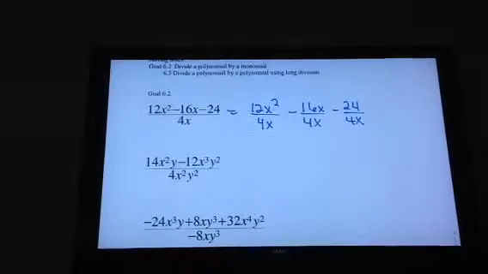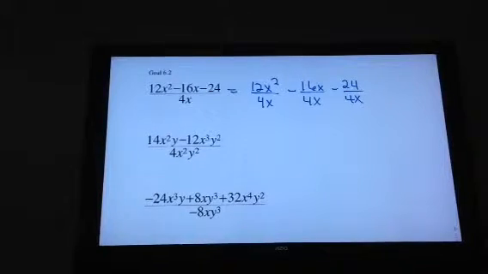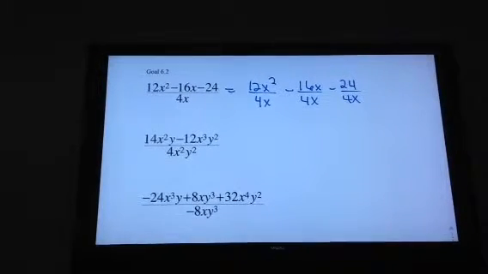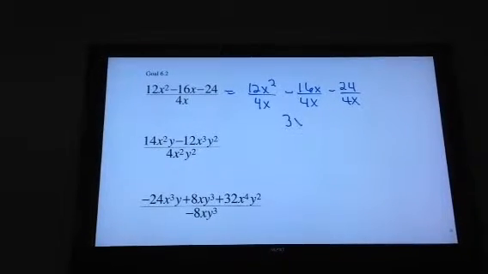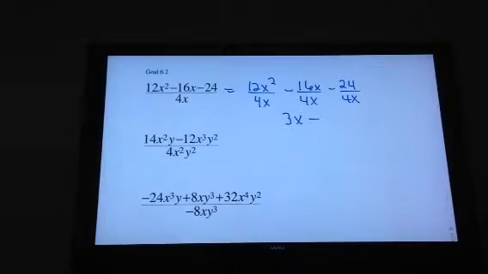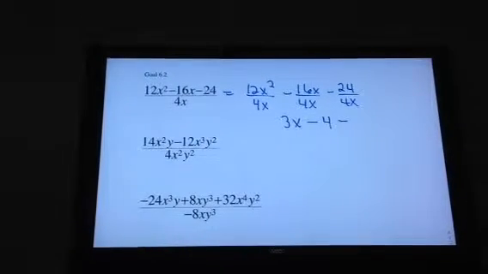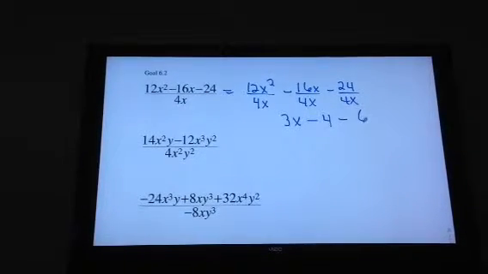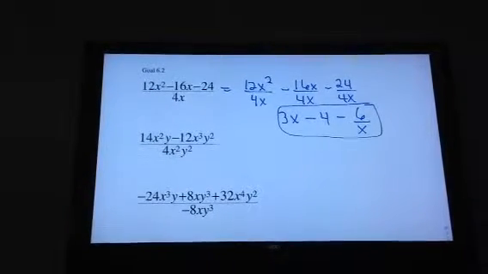Okay, it's actually simpler. So my final answer, while it might look a little weird, I should have left more space there. 12 over 4 is 3. X squared over x leaves me x to the first power in the numerator. Minus 16 over 4 is 4. X over x would cancel. Minus 24 over 4 is 6. X in the denominator has nothing to be simplified with, so it stays in the denominator. That's my final answer.